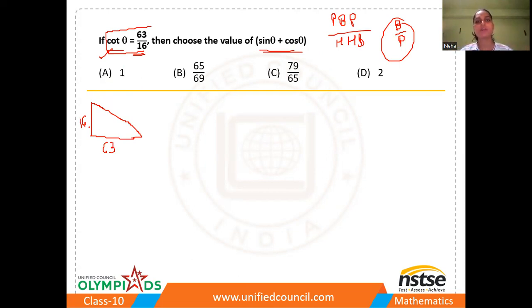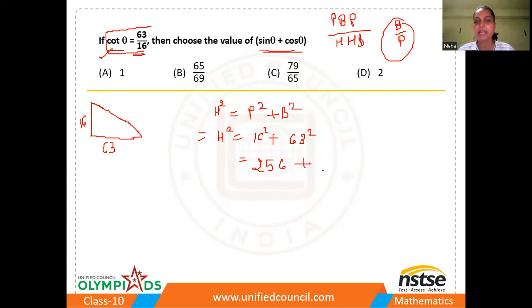For the hypotenuse, we can apply the Pythagoras theorem, which is hypotenuse squared equals perpendicular squared plus base squared. So h square is equal to p square, where perpendicular is 16, plus base square, which is 63 square. 16 square is 256, and 63 square means 63 multiplied by 63, so this is 3969.